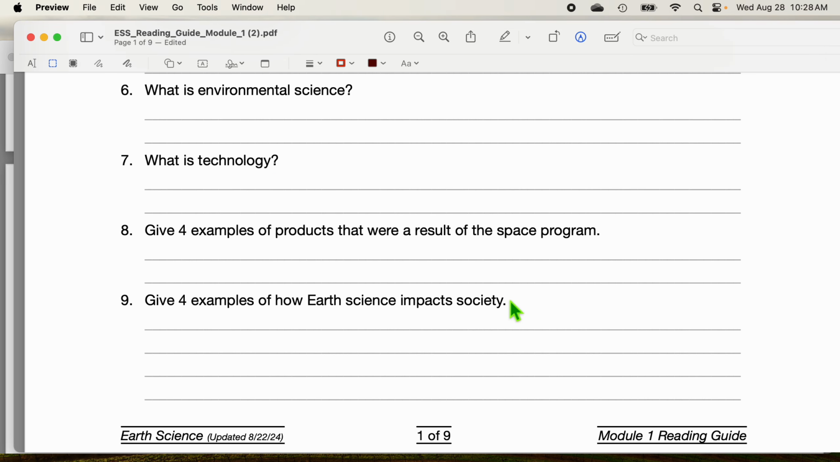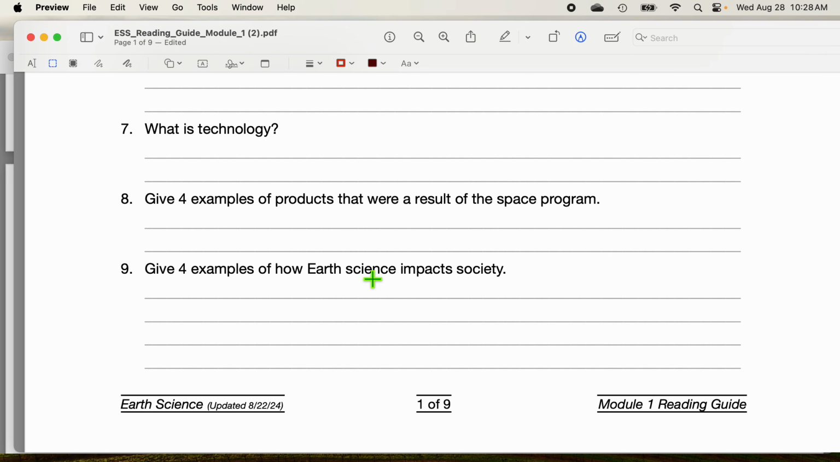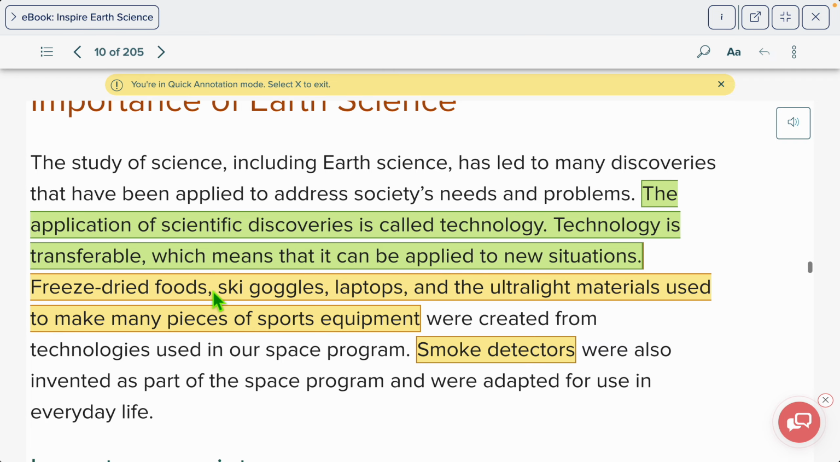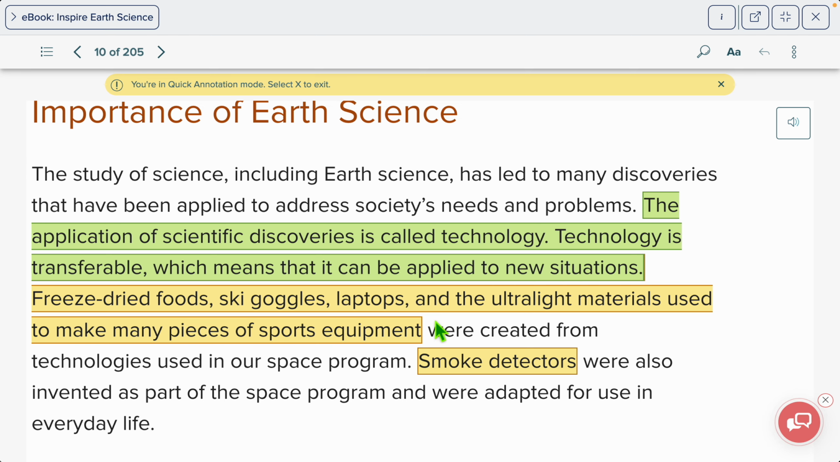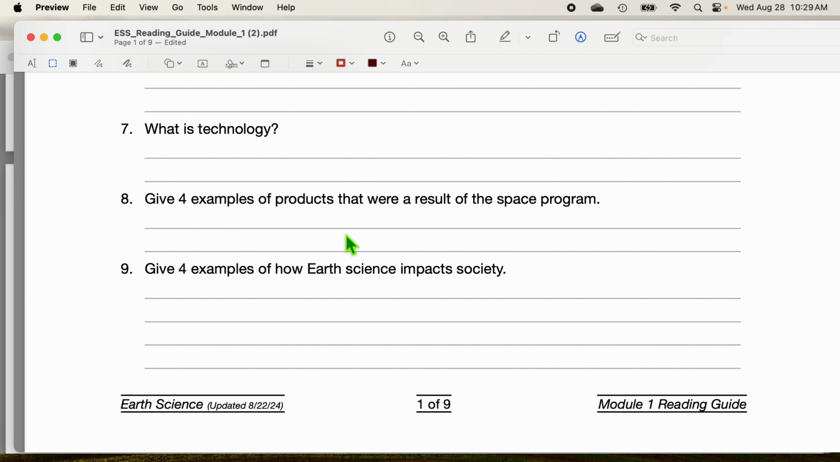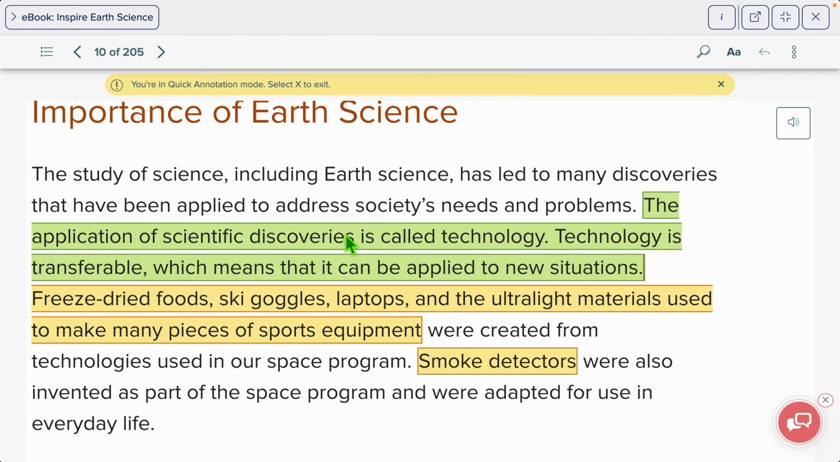And then the next question, give 4 examples of products that were a result of the space program. So freeze-dried food, ski goggles, laptops, ultralight materials, etc., used to make pieces of sports equipment. These were all created from technologies used in the space program. Smoke detectors were also invented as part of the space program and were adapted for use in everyday life. Okay, so there's like 5 examples right there, pick 4 of those, and that would answer number 8.